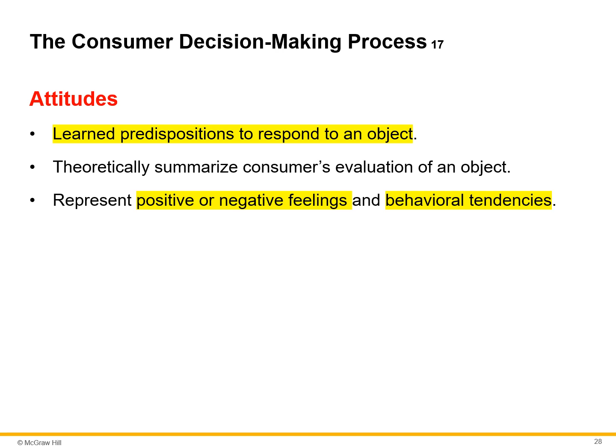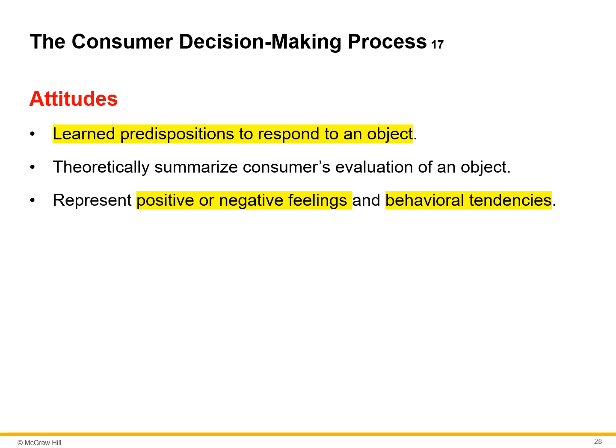In the consumer decision-making process, we form attitudes toward the brand or toward the product. So what is an attitude? Attitudes are learned predispositions to respond to an object. That's our attitude toward the product, brand, company, or whatever object. It's a learned predisposition. You are not born with an attitude. You did not have an attitude in the beginning. You learned. You form an attitude through learned predispositions. It theoretically summarizes consumers' evaluation of an object.